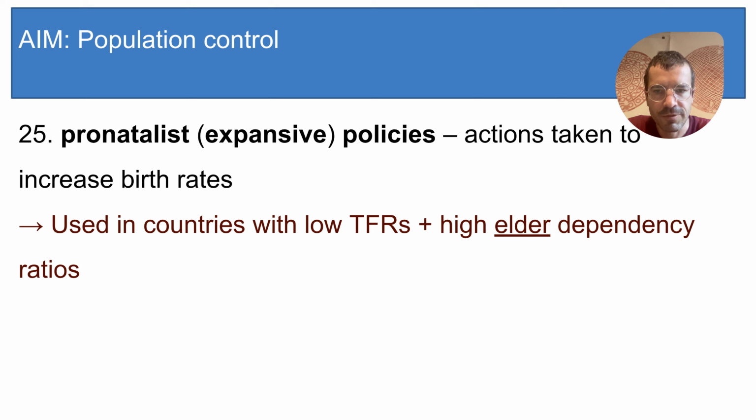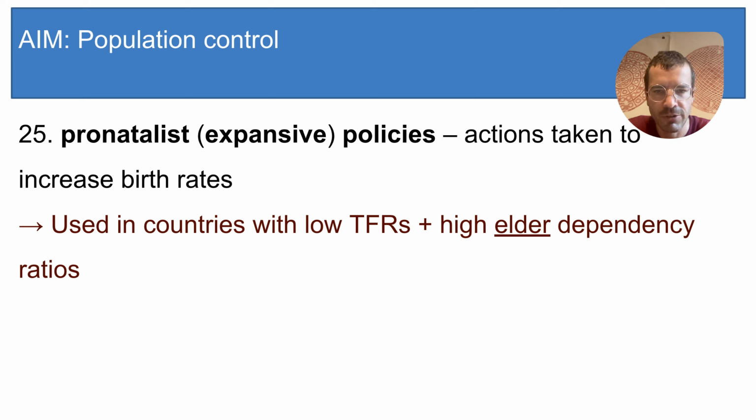We are going to look at a few different ways that governments try to control the population, and the first is through what are called pronatalist policies. Pronatalist, also called expansive policies, attempt to increase a country's birth rate. In other words, they try to get people to have more children.